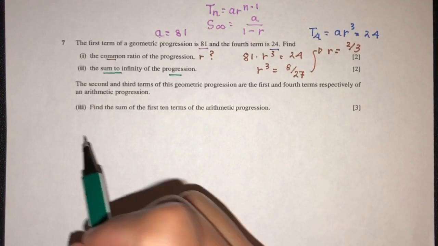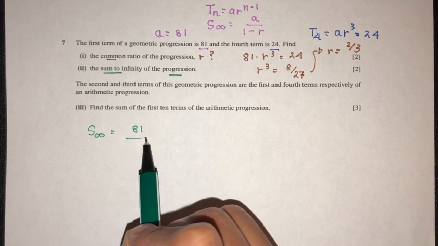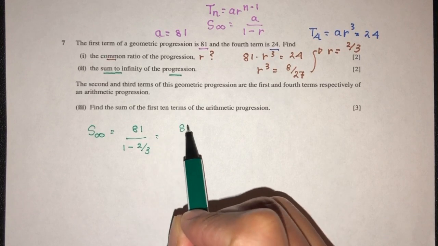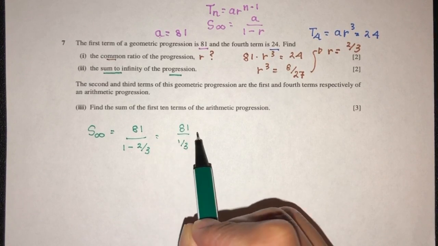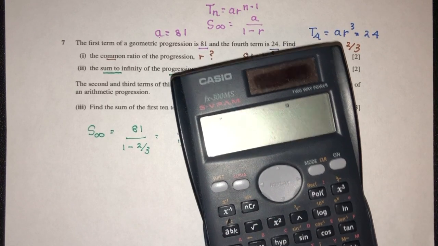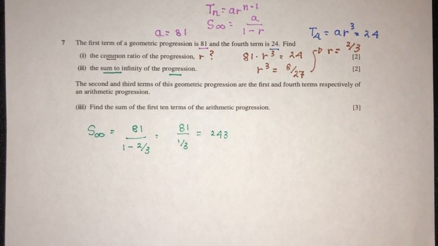Now for part 2, we have to find the sum to infinity of this progression. So pretty easy. The sum to infinity will have to be a, which is 81, over 1 minus r, which is 2 over 3. That will be 81 over 1 over 3. So let's find out. 1 minus 2 over 3 is 1 over 3. 81 divided by that, the answer should be 243 as the sum to infinity. Now that is part 2 of the question.